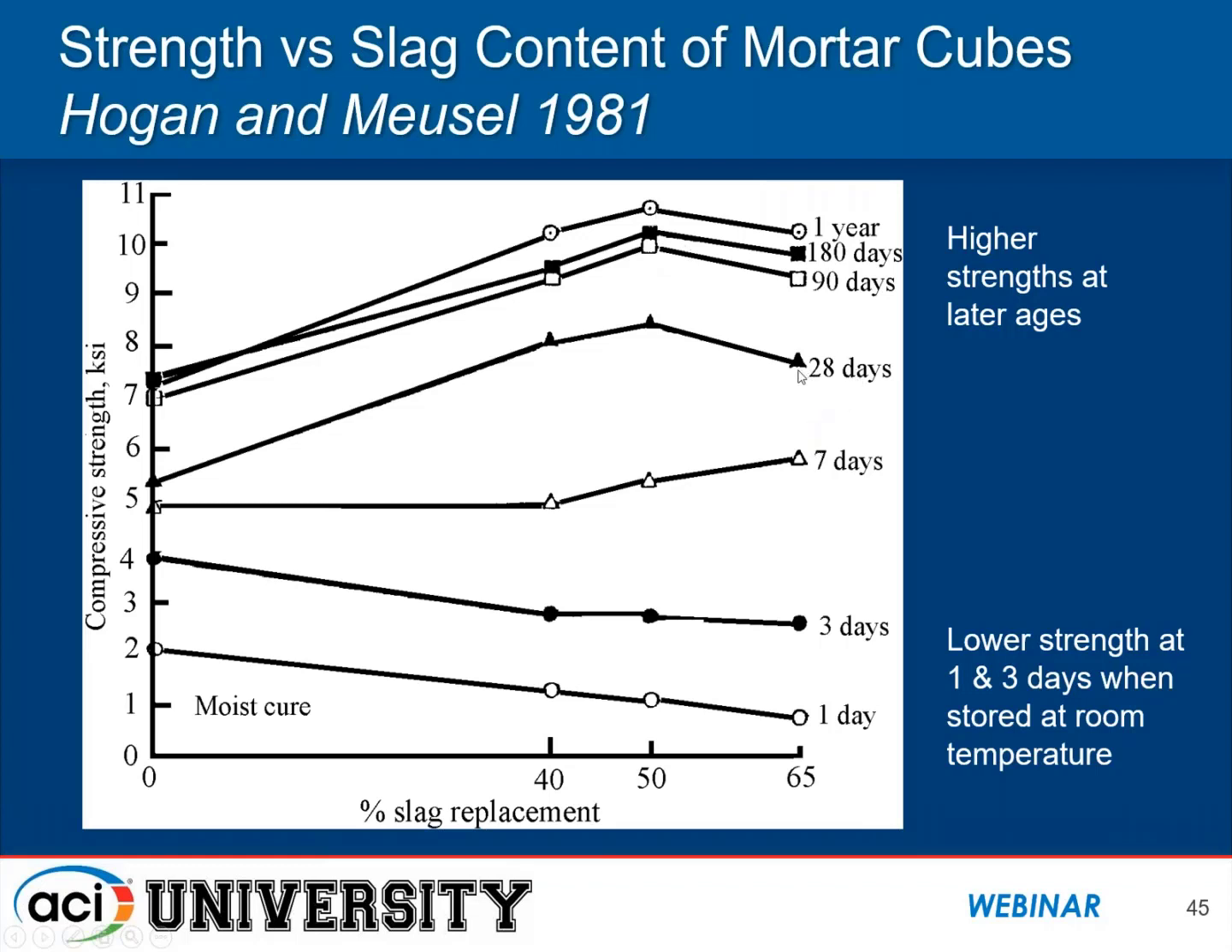At 65%, you're still better than the straight Portland cement, but it's beyond the optimum, if you like. 50%, if you want high strength, would be about the optimum. But you're still getting way better strength than the Portland cement at an equivalent age with the higher slag contents. And typically, if you're using mass concrete and trying to reduce heat of hydration, you'll be in the 65 or higher range.